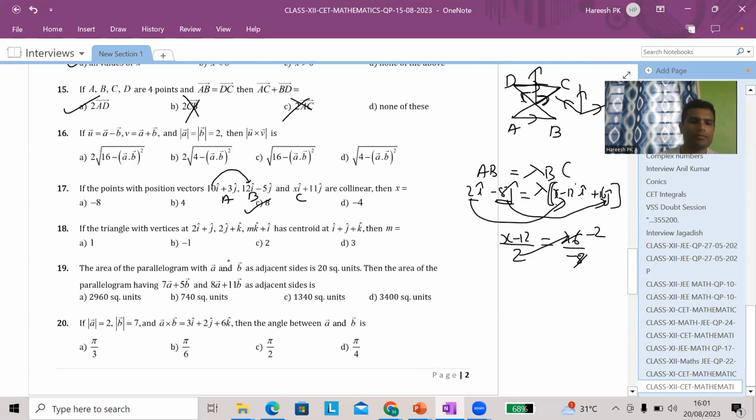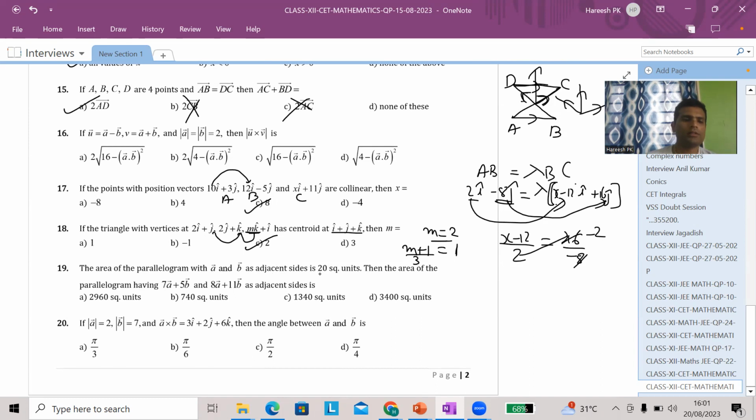Eighteenth question. They're saying this is the centroid. That means when I add A plus B plus C by 3, I should get this. Because they're asking M value, we'll only focus on K cap. So this plus this K cap, and here there is no K cap, so 0. So that means M plus 1 divided by 3 is the total K cap. That should be 1. So M has to be then 2.